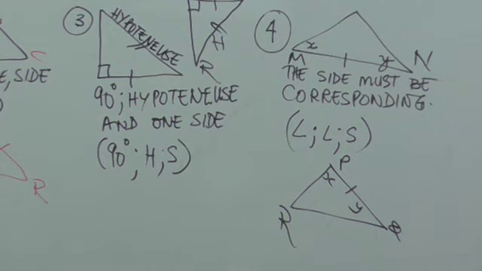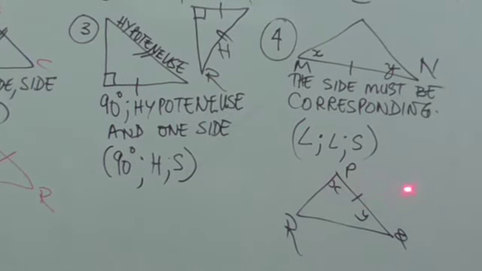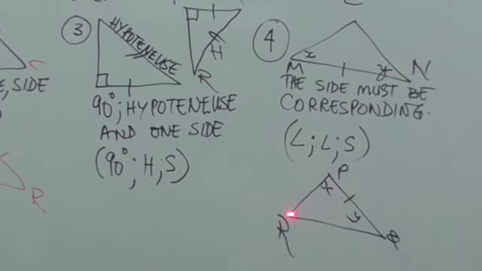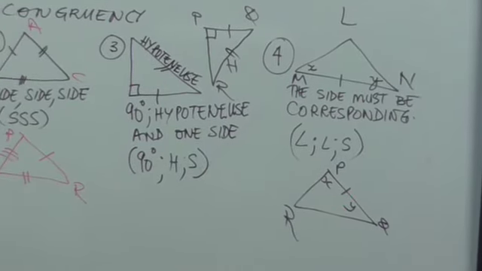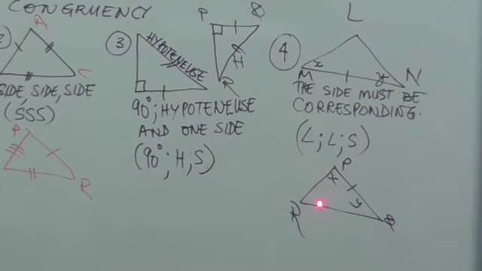Now there's a note here. It says the side must be corresponding. What is the meaning of this? If you see, this side, MN, is opposite the blank angle. Therefore, in the other triangle, the side must also be opposite the blank angle. Then only the sides are corresponding. So in these two examples, you can see that the sides are corresponding. This side is opposite the blank angle, and this side is opposite the blank angle.